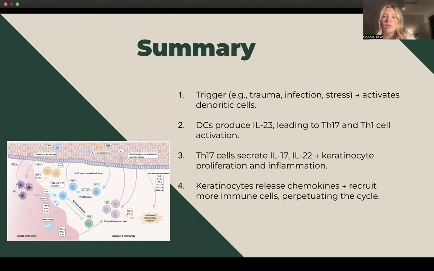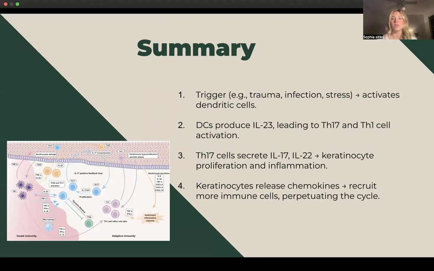So the summary of the initiation of psoriasis is basically there's a trigger to the skin barrier. Usually it's a trauma, like a cut or a sunburn, some sort of infection, and the trigger can even be something like emotional stress. And this activates the dendritic cells, and these dendritic cells then produce IL-23, leading to Th17 and Th1 activation.